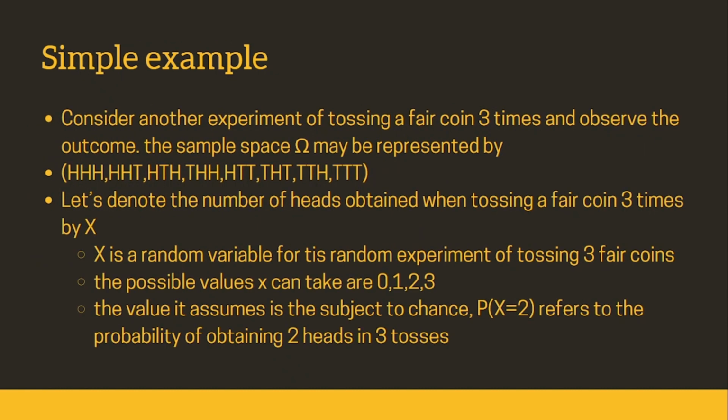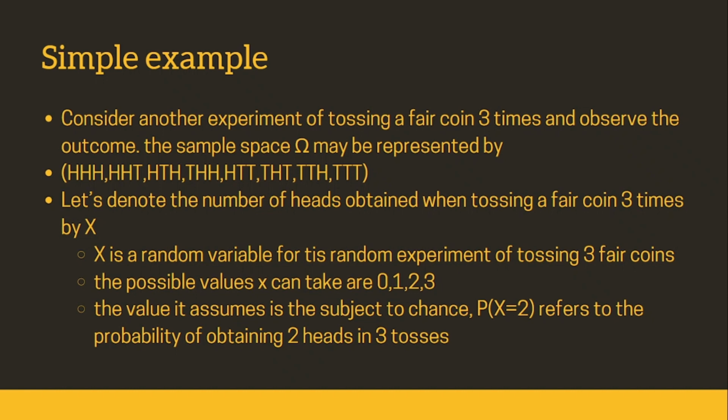Another experiment is that we toss a fair coin 3 times. What fair coin means is 50% heads, 50% tails, and we observe the outcome. Then you can represent the sample space as Ω in this case. Then it can be heads, tails, and so on and so forth. If we let X be the random variable denoting the number of heads obtained when tossing a fair coin 3 times, this X is the random variable for this experiment.